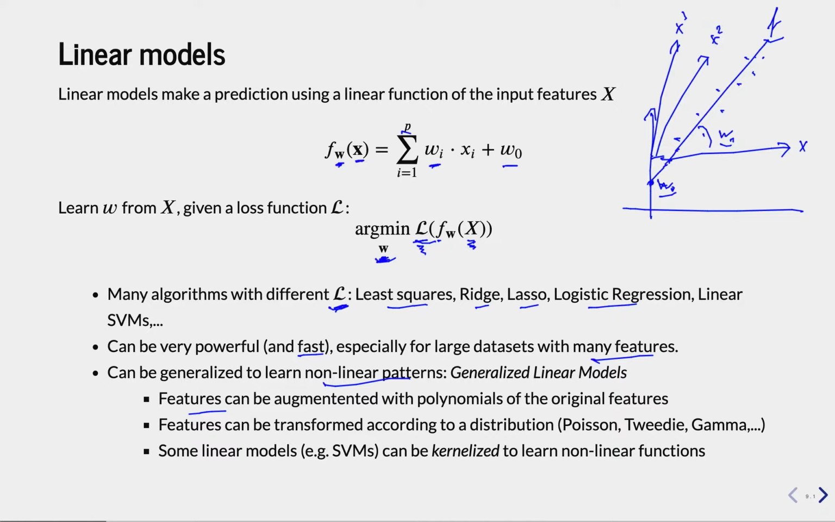We can also transform the features according to some distribution, like Poisson, which is very popular. There are some others as well. And actually, I think Poisson linear regression is one of the most used algorithms in practice. And in the next lecture, we will see kernelization. We'll see that some of these linear models, especially support vector machines, can be kernelized. So we can change how these algorithms work so they can also learn nonlinear functions, even though the weights themselves are still a linear combination of features.